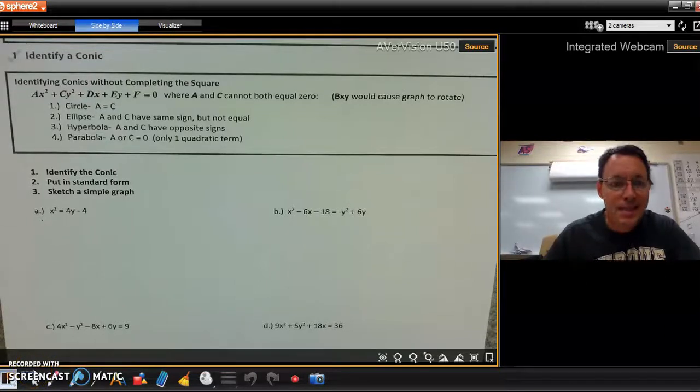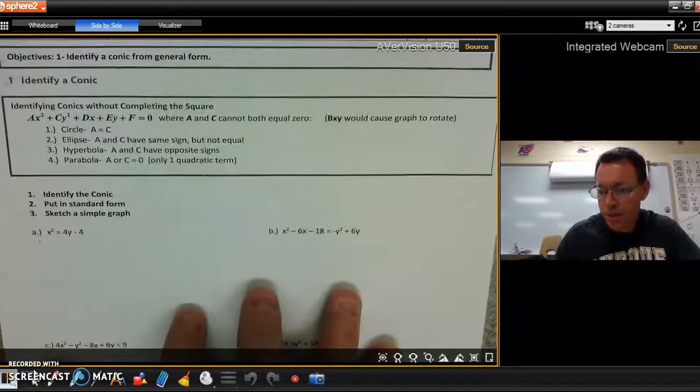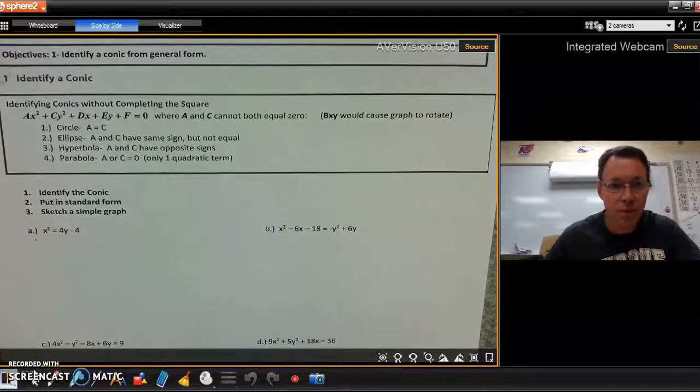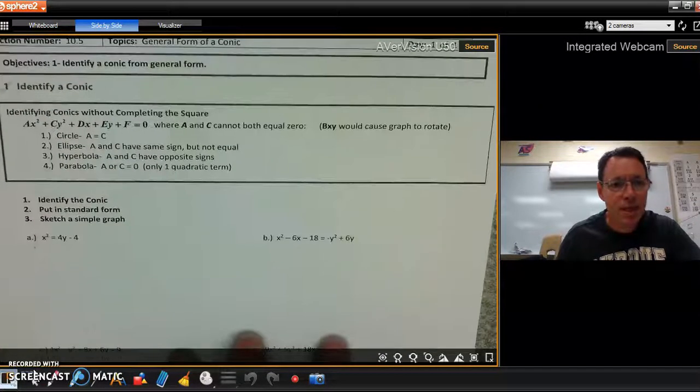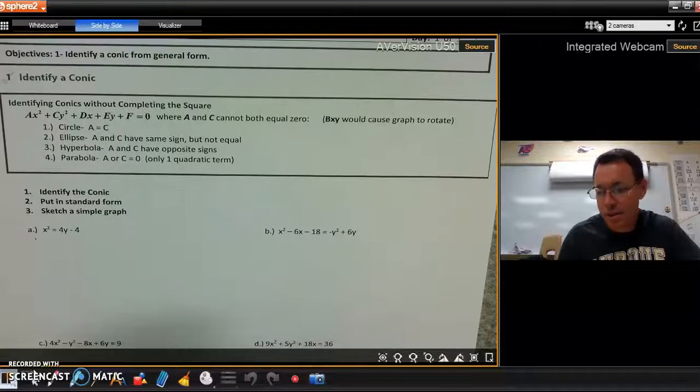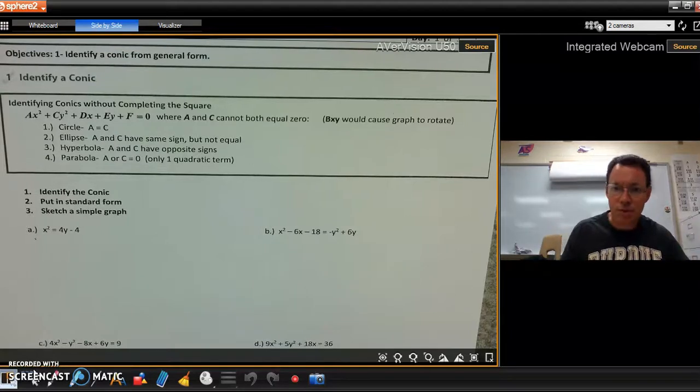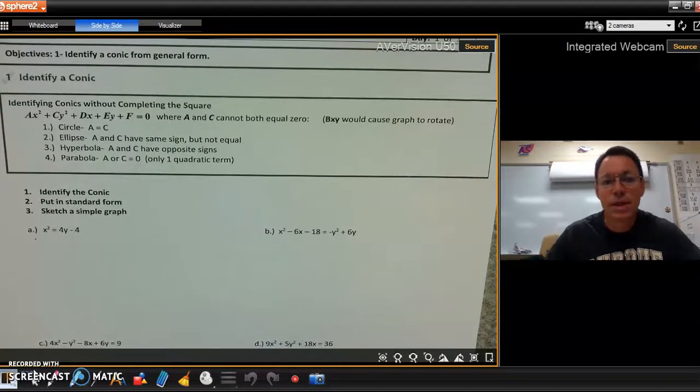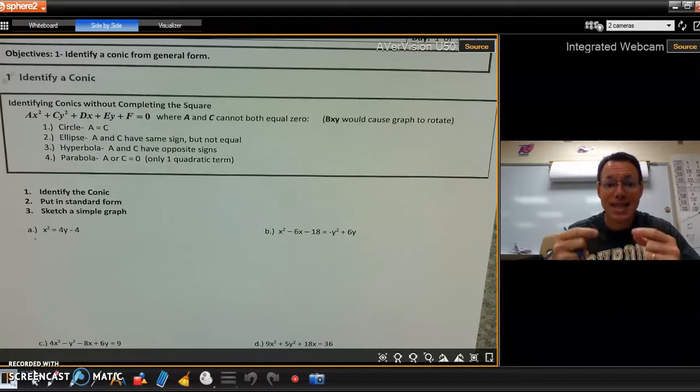Hey guys, today we are going to take a look at 10.5, which is called the general form of a conic. It's right there at the top. We've already talked about the general form of a circle while we were only talking about circles, and parabolas when we were only talking about parabolas. Today you're going to be given an equation, and we need to identify what it is first, so that then we can rewrite it in standard form and graph it.